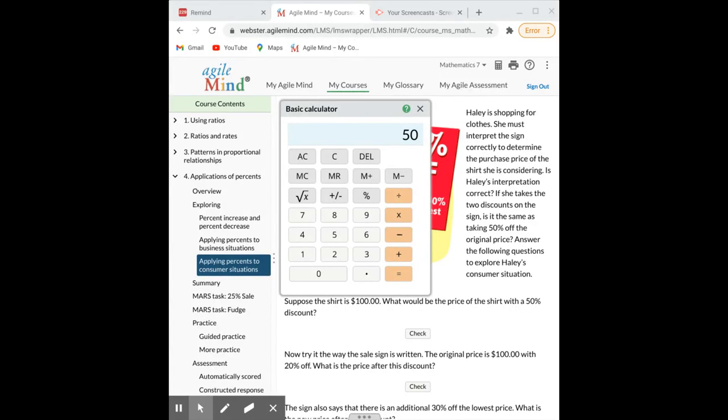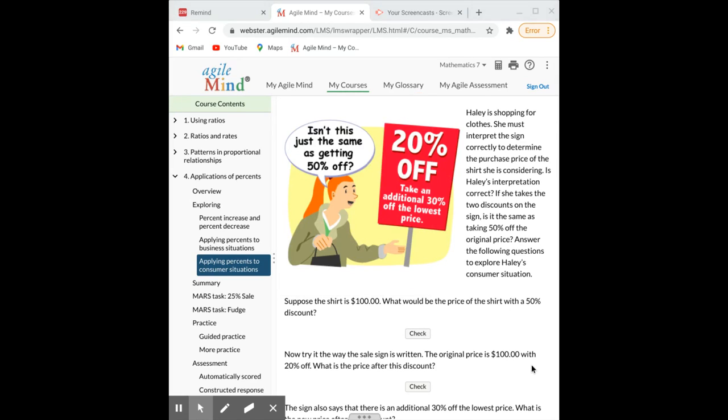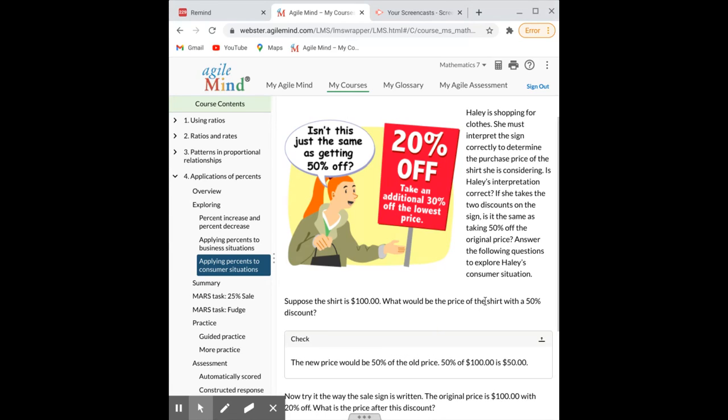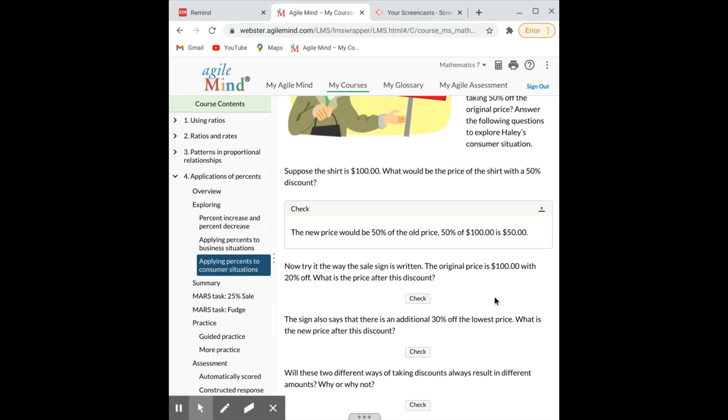All right. So we're going to let Hagen explain how to do the next part. So Hagen, read that next one right here for us and see if you can figure it out. Okay, the one that's highlighted or the one below it? The highlighted one? Okay, I just got mixed up. Now try it the way the sale is written. The original price is $100 with 20% off. What is the price after this discount?